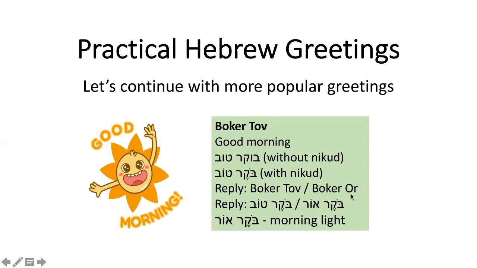There's another option that I like to always add, and it's a little bit more polite. Boker or means light. So some people will reply boker or. Again, could be strangers or friends or family, doesn't matter. It's just a style. If someone adapts to that, you can always use that. You can use both. Many times you can say boker tov, boker or. You can say both of them. So you can use one, the other, or both.